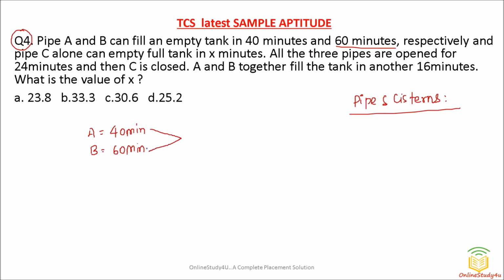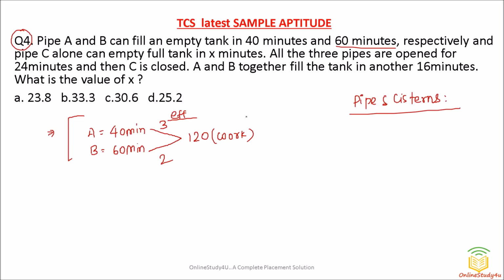Friends, the first thing you have to do, in time and work and pipe and cistern, is take the LCM. If you are not comfortable taking the LCM, you can assume a value which is divisible by both. So 120, 3 times and 2 times. Efficiency means A can do 3 work in a day and B can do 2 work in a day. Okay, fine.